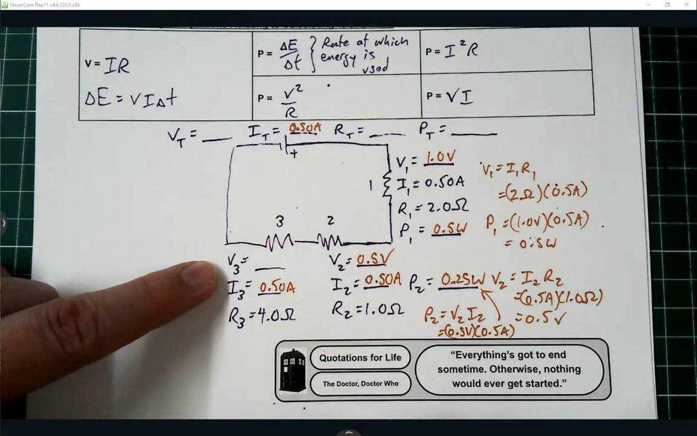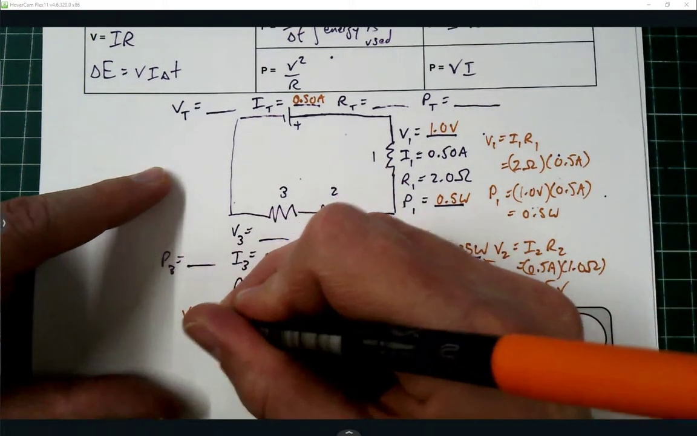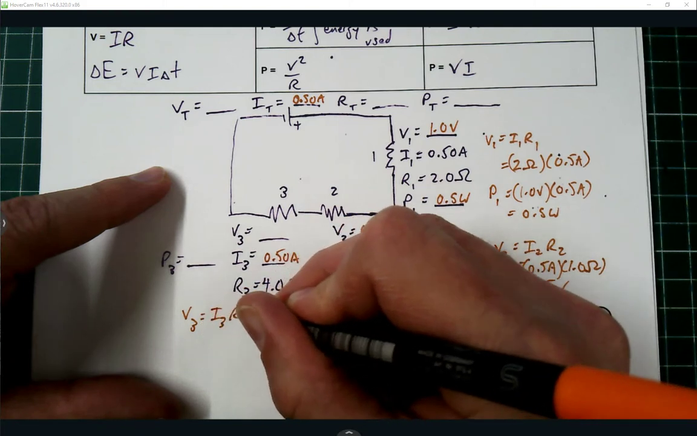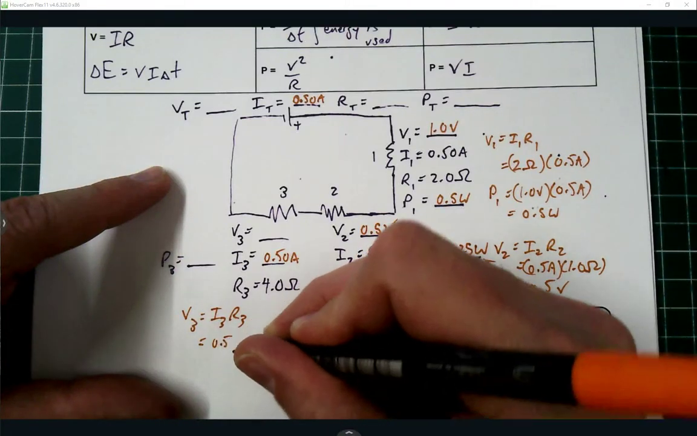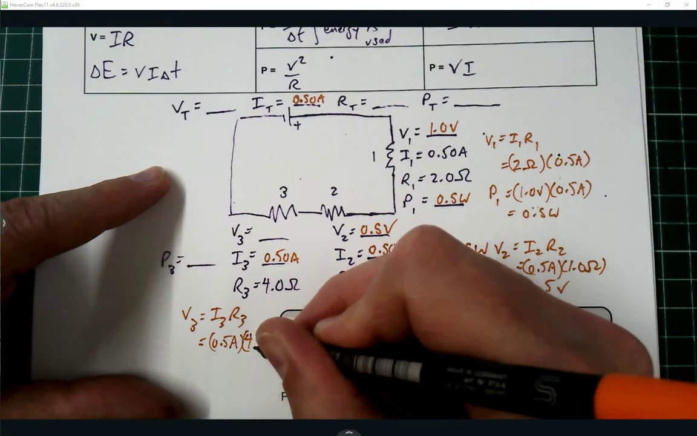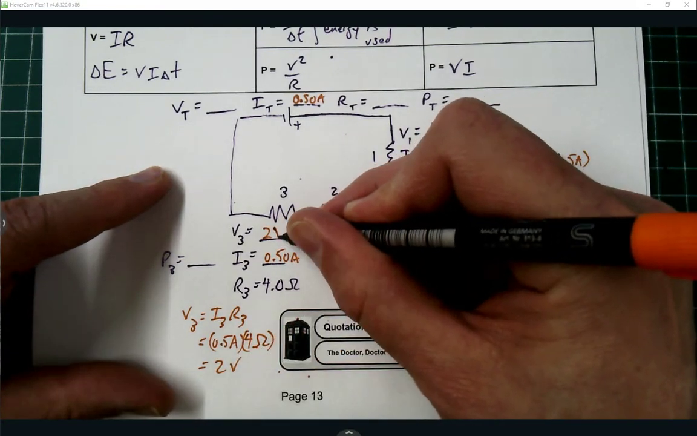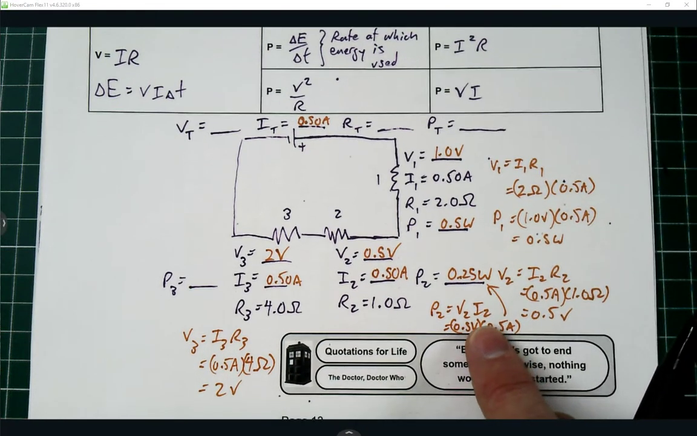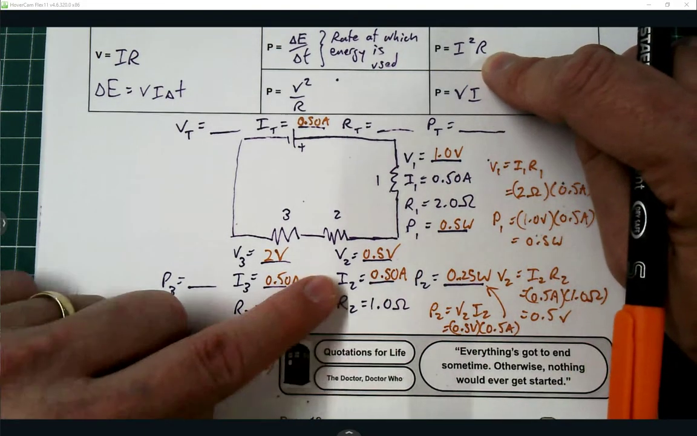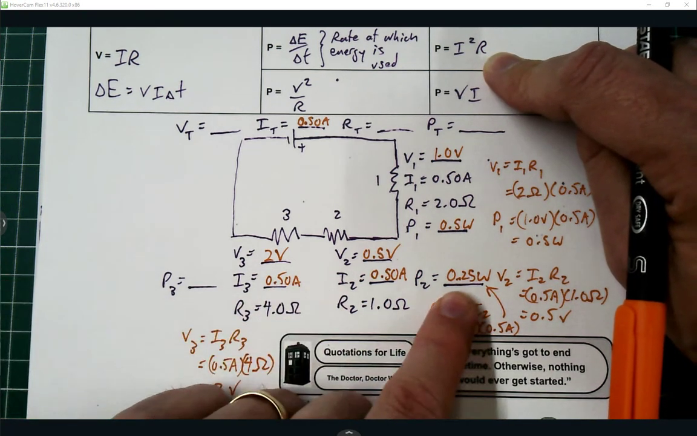Again, if you haven't paused already, pause now, feel free. But V3 is going to be equal to I3 times R3. 0.5 times 4 is going to be equal to 2 volts. And you know, I should check this to make sure that all these power equations are consistent with each other. I did V times I is 0.25. If I had used one of the other ones, like I squared times R, I squared is 0.25 times R is 1. 0.25 times 1 would have gotten me 0.25 as well.